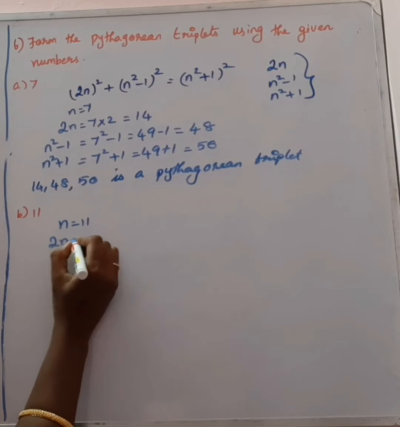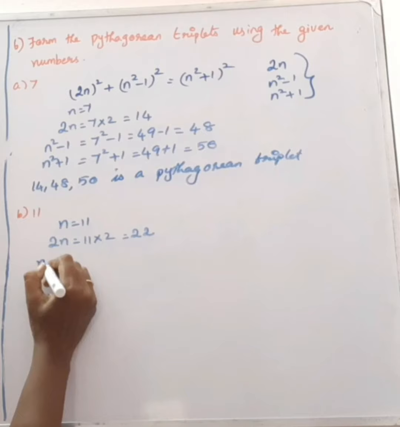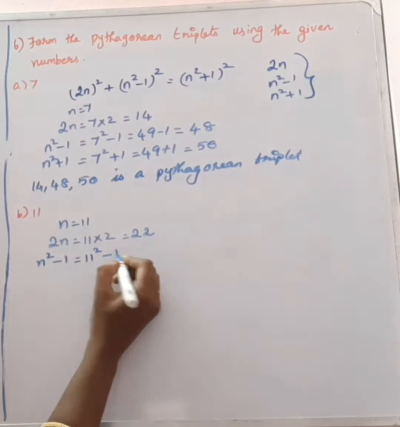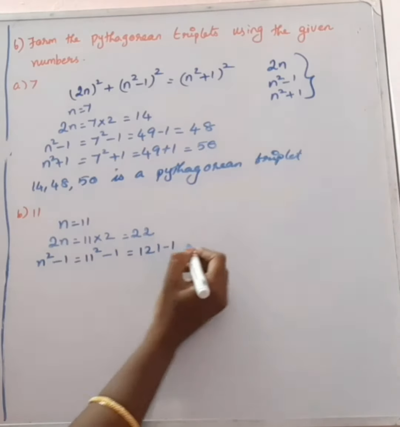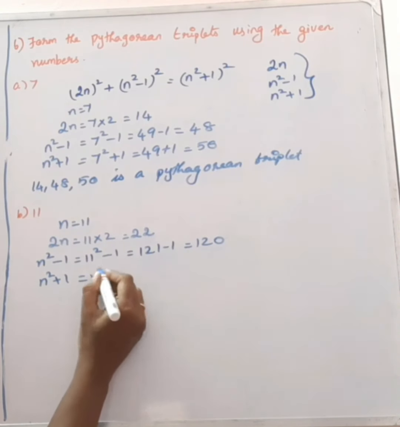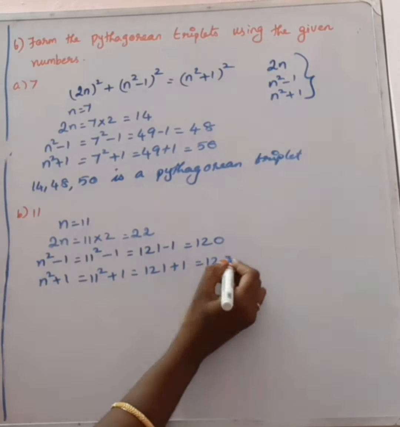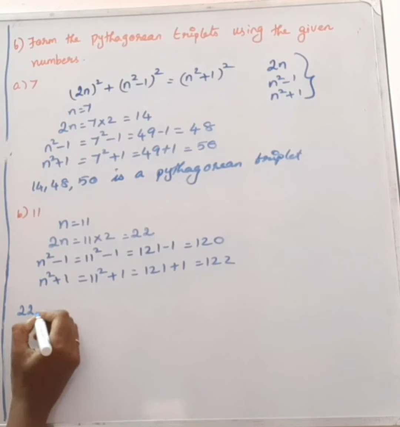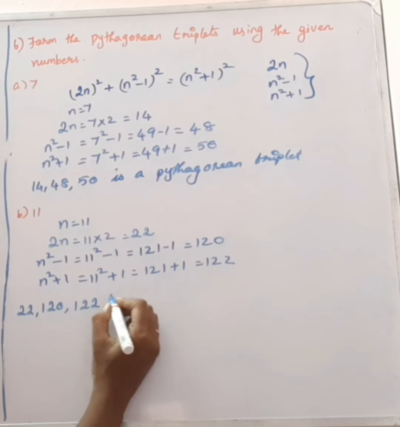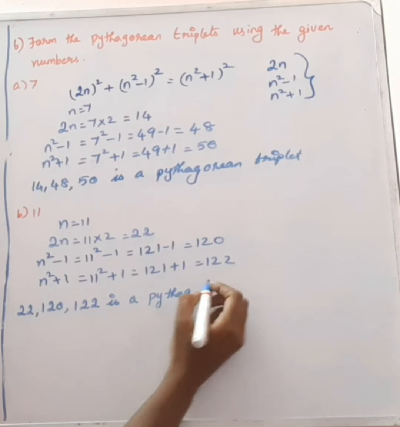Then 2n is equal to 11 2s are 22. Then n square minus 1 is equal to 11 square minus 1, so 121 minus 1 is 120. n square plus 1 is 11 square plus 1, which is 121 plus 1, we get 122. So 22, 120, 122 is a Pythagorean triplet.